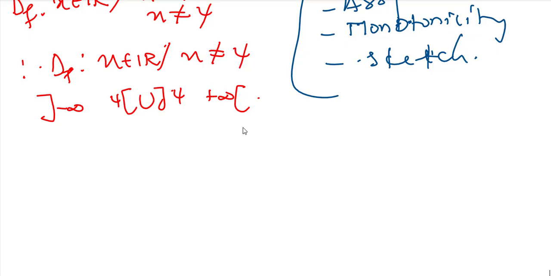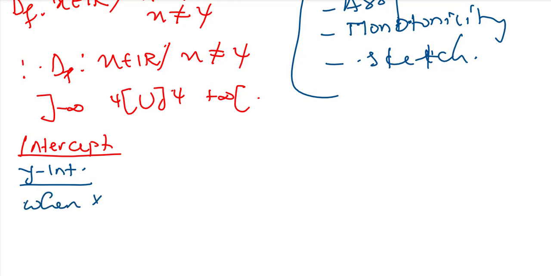Now the next thing, let's find the intercepts. The intercepts are simply the points where the graph cuts the axes, be it the y-axis or the x-axis. Let's begin with the y-intercept. When does the y-intercept occur? The y-intercept occurs when x is equal to 0. Now I'm going to let y be f of x.